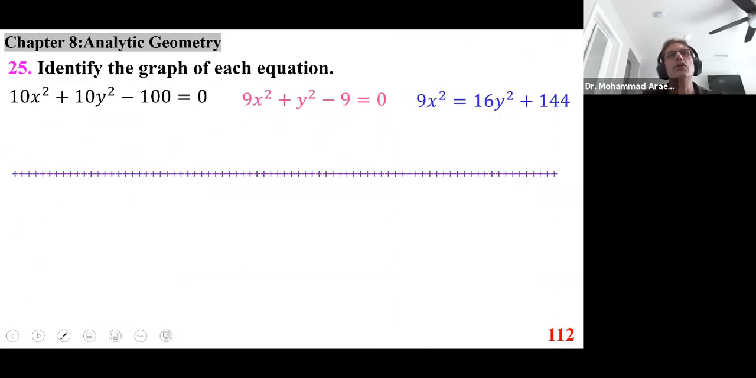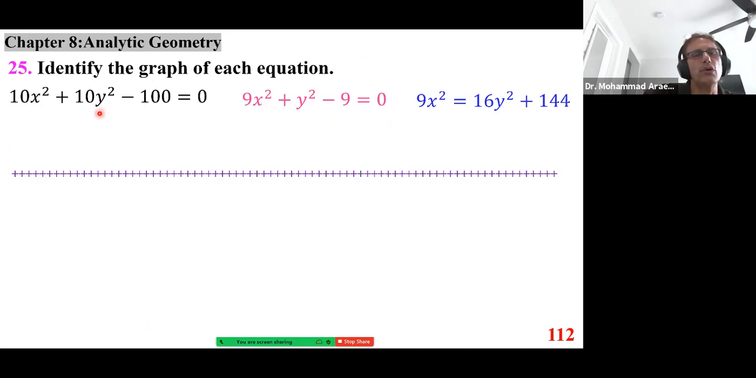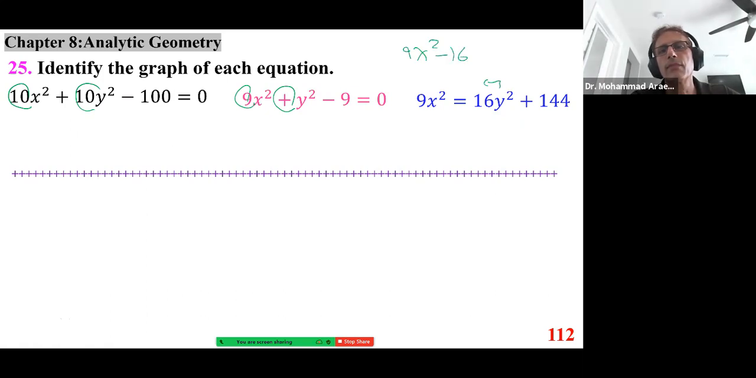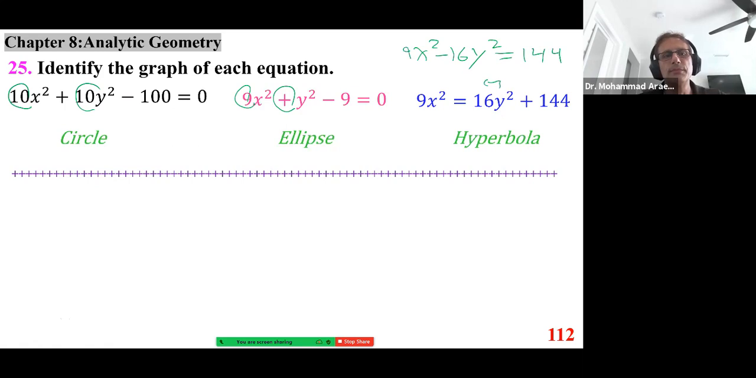Identify the graph of each equation. Let's quickly do that. If we are dealing with conic sections, when x squared and y squared are both on the same side, because these two are identical, then this is a circle. These two have the same sign, but not identical. It's an ellipse. If you move this, they have opposite signs, therefore it's a hyperbola.